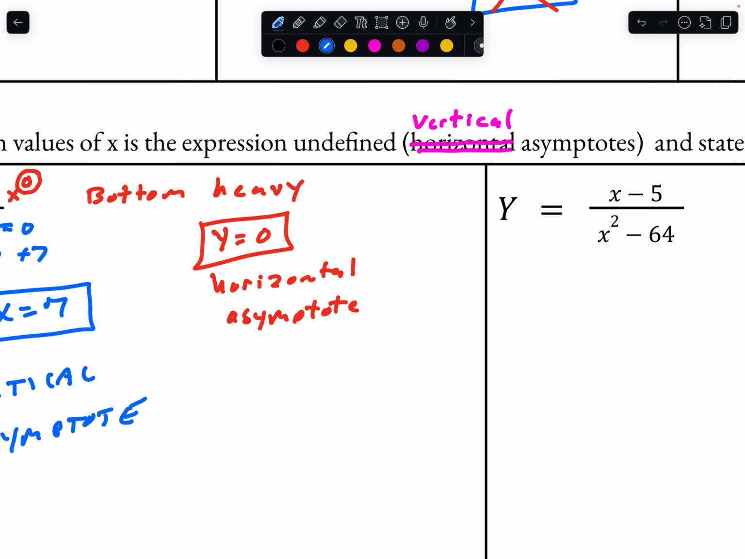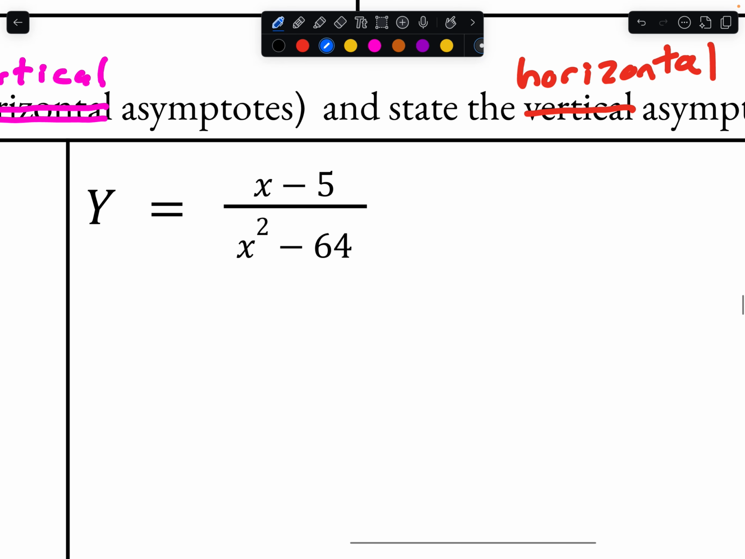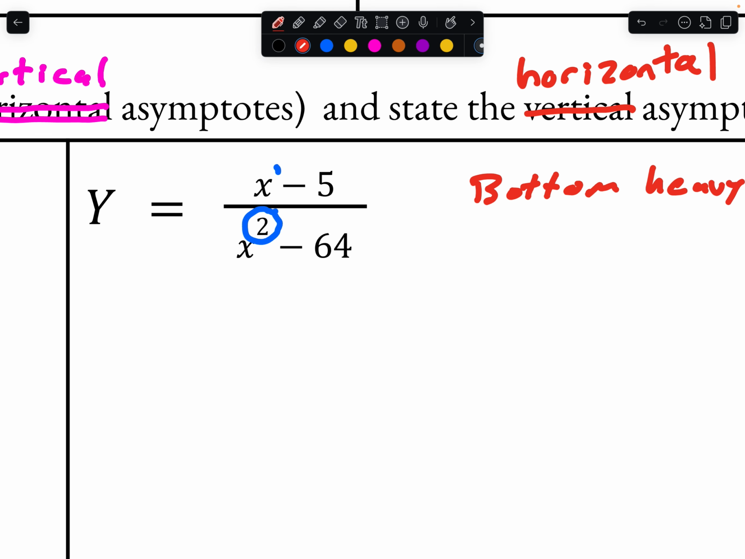Now let's look at this next example. Again, we have x to the first power and x to the second power. So this is bottom heavy, which means that y equals 0 is our horizontal asymptote.